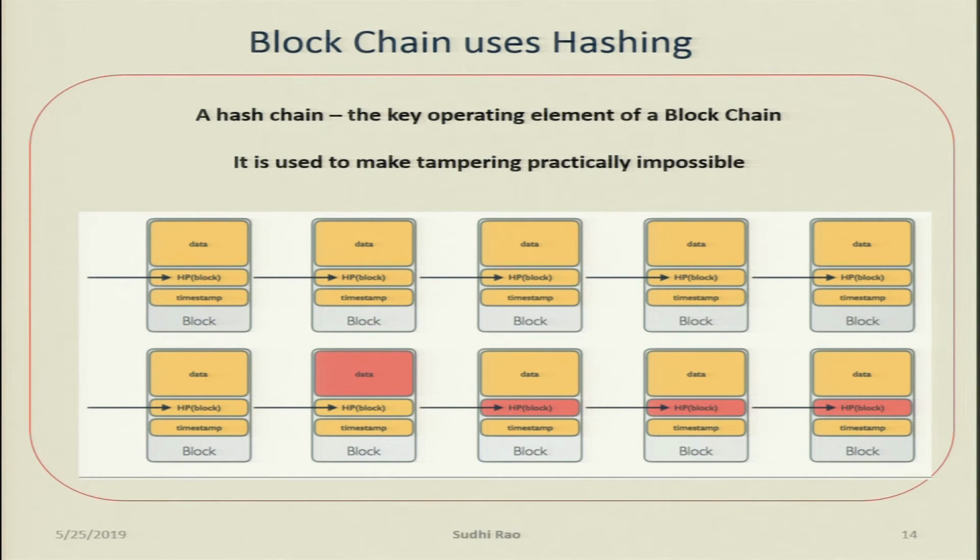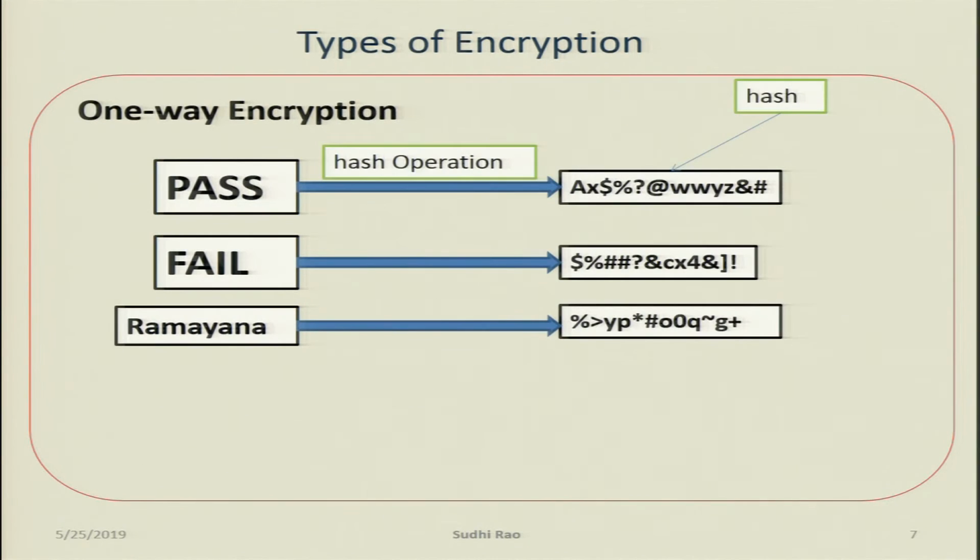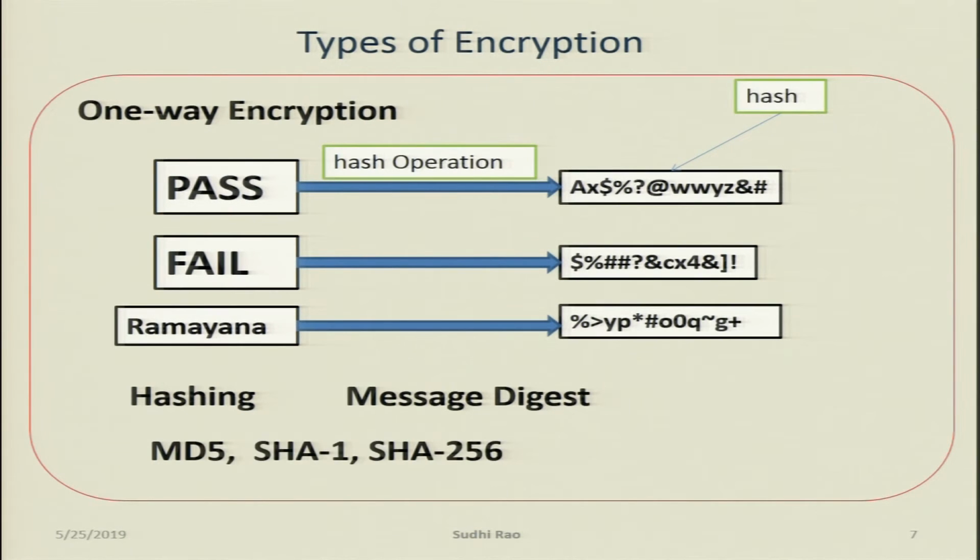Each block is linked by hashes. So, that is the one-way encryption. That is, we take a text, encrypt it, and we will not recover the original text come what may. Some of the common names you hear are MD5, SHA-1 (secure hashing algorithm 1), and SHA-256. These are all hashing algorithms.